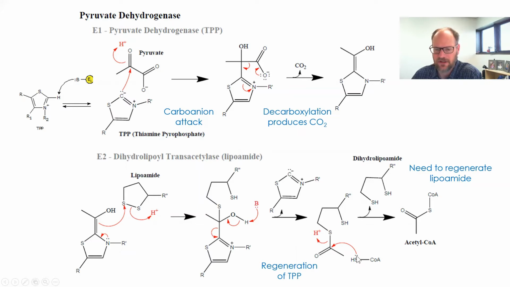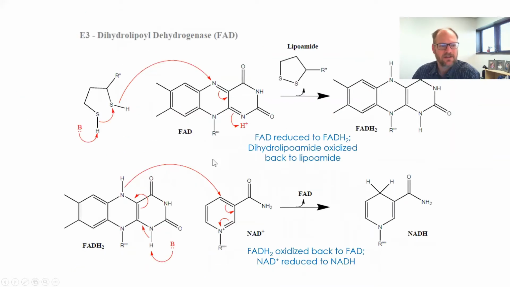Then a nucleophilic attack from your CoA moiety allows you to attack this carbonyl, which ultimately leaves you with this dihydrolipoamide, which is actually attached to the enzyme lysine, and acyl-CoA leaving. So now we've made our final carbon product, but we haven't regenerated our reactants. That's what the final step is.